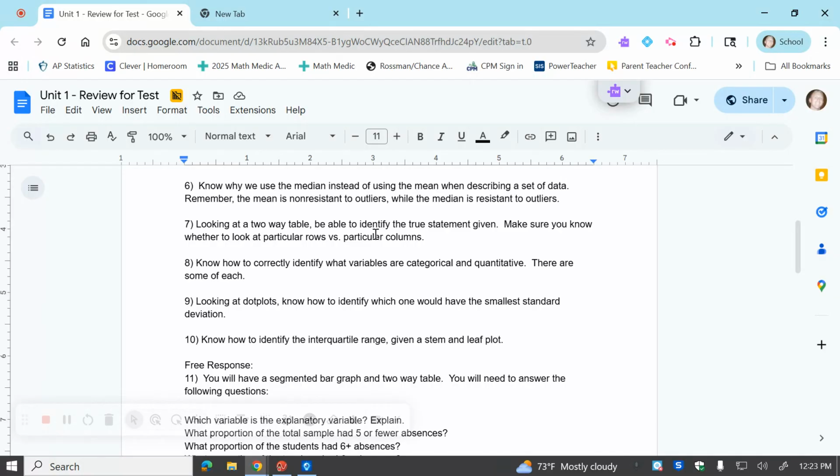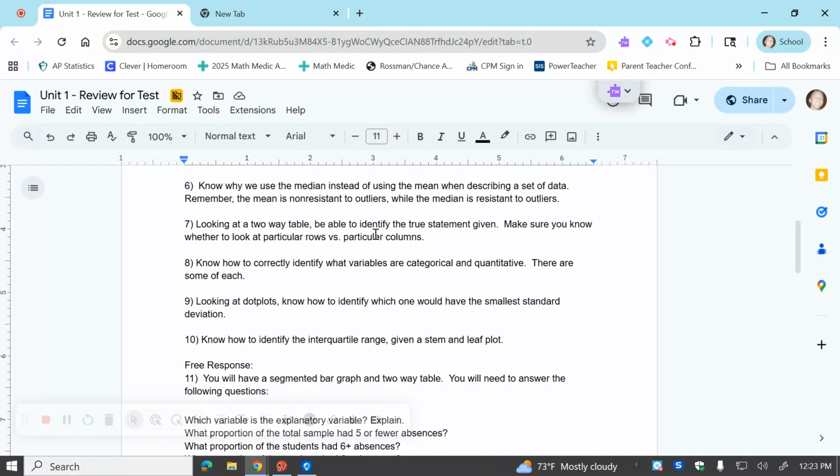Number 8, know how to correctly identify what variables are categorical and quantitative. There are some of each. So one of the answer choices you can eliminate by knowing that, because there are, in fact, some of each.